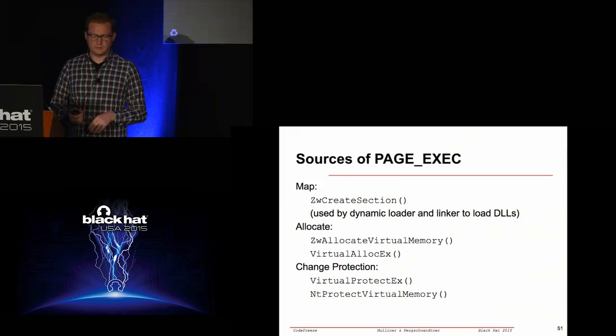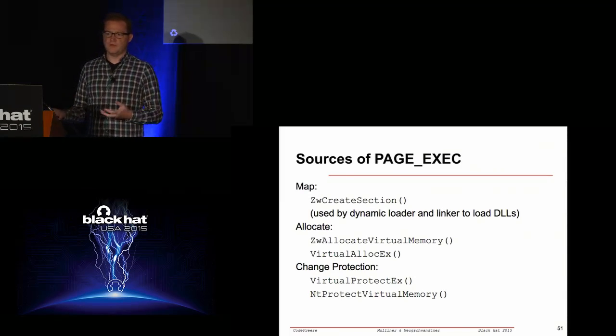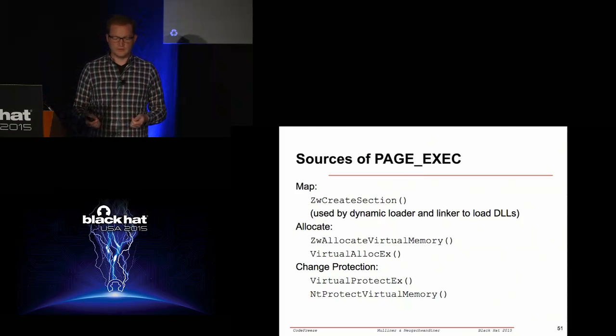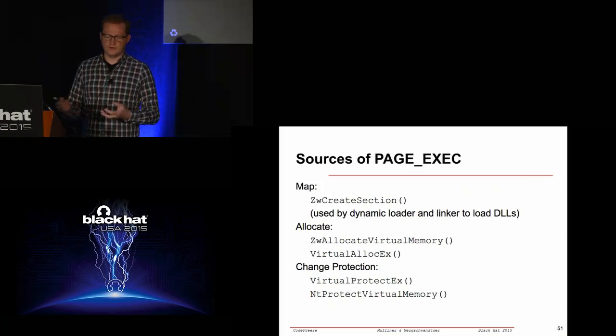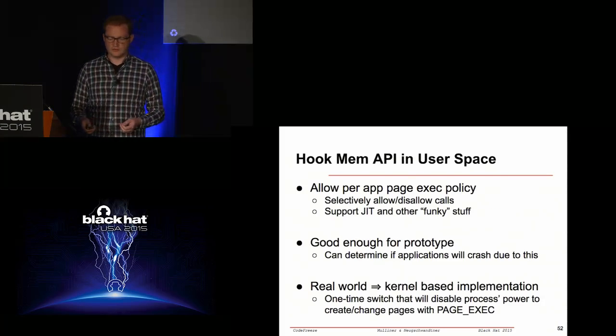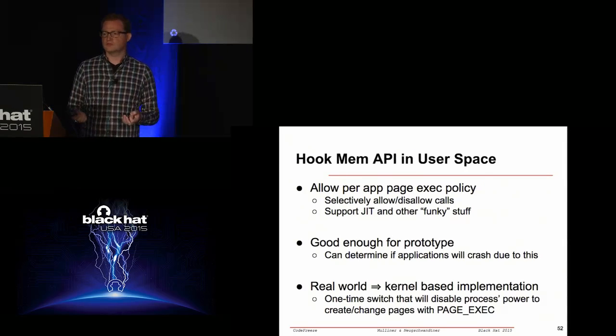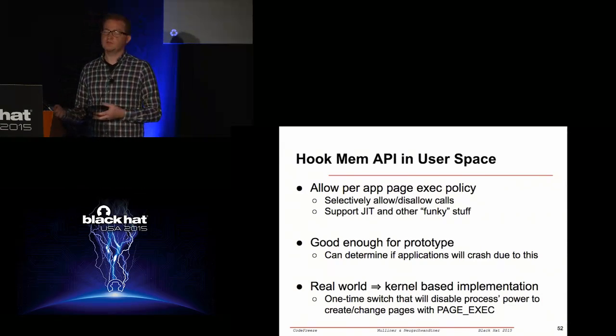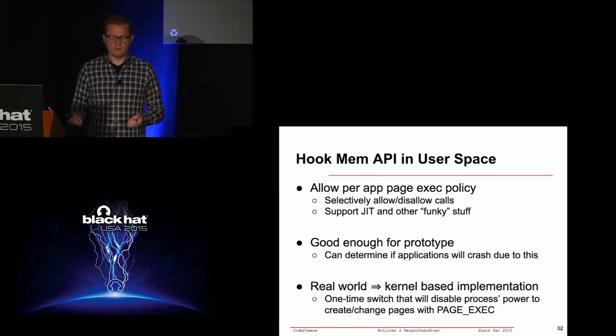Some sources of page exec are, of course, if you map a file to memory with ZwCreateSection, or if you allocate memory, and of course you can also change memory protections with other functionality. So right now we hook those functions in user space, and with this we can selectively switch off certain functionality. For example, you can say this application cannot create more file mappings where you get executable pages.